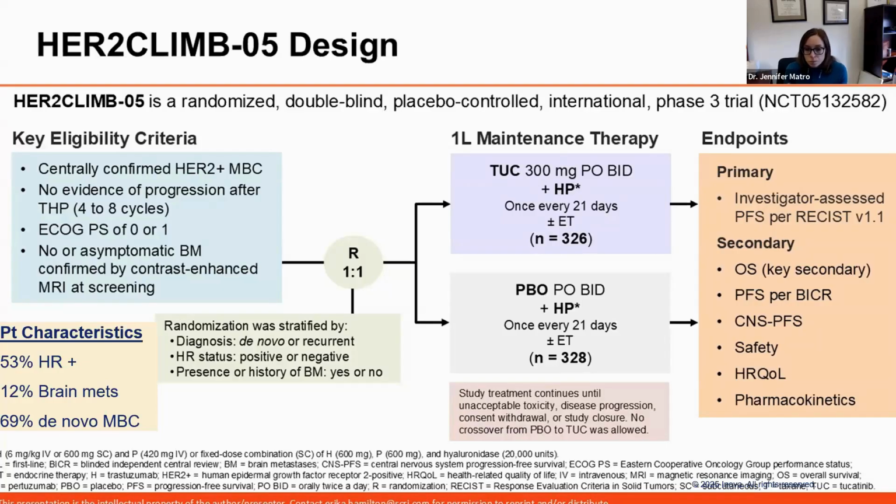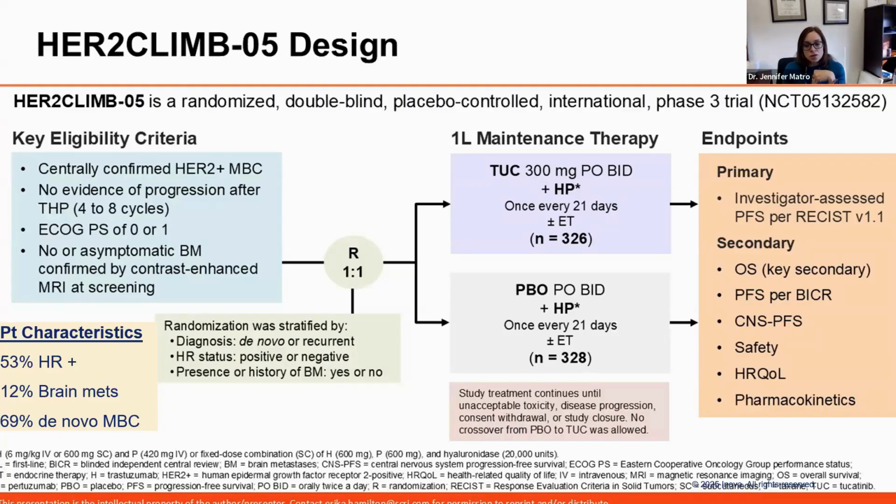positive. So this clinical trial was looking at adding, after that induction, so after patients received 4 to 8 cycles of that chemo and Herceptin Perjeta combination, the chemo was stopped.